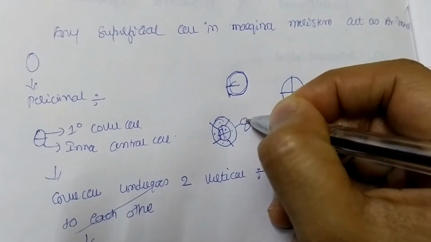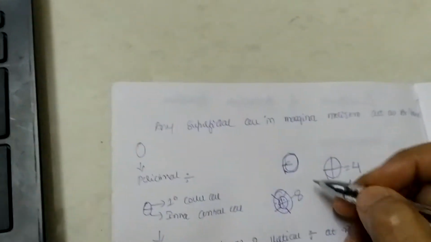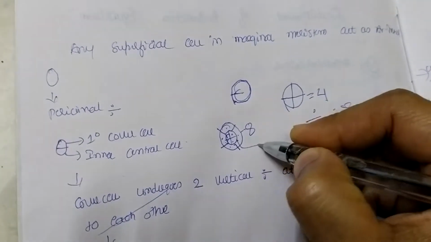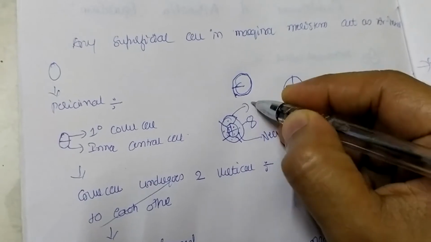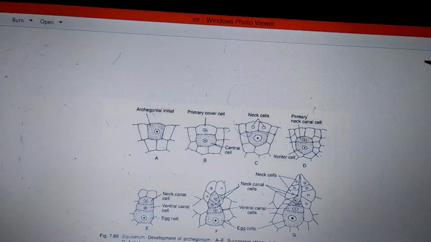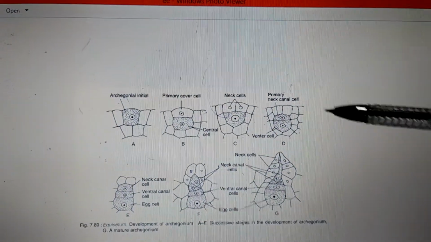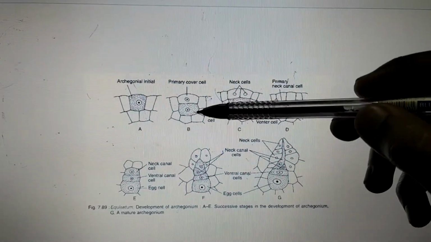So in total 8 cells with the 2 tiers carrying 4 cells each. The inner tier is going to form what is called the neck, whereas the outer tier is going to form the venter of the archegonium. So this is the destiny of a primary cover cell. Now we are left with the inner central cell.